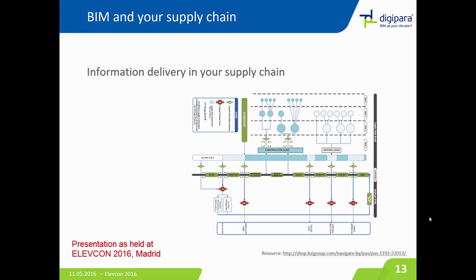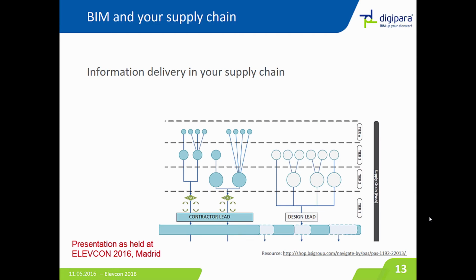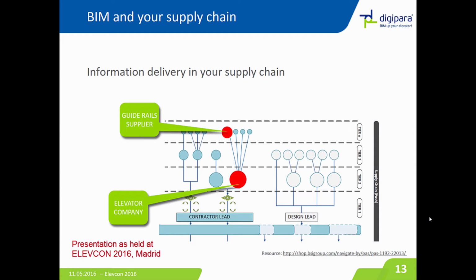So what about your supply chain? You as an elevator company, this is some graphics about supply chain and processes within BIM inside the PAS. But I don't want to explain at this point in detail what it all means, but I want to illustrate a little bit more what it means to you. So let's say you are an elevator company and you will deliver to your contractor, but also your guide rail supplier and your door supplier might be a part of this BIM chain, and you need to tell, let's say, your door supplier which type of information he needs to deliver to you to deliver proper BIM information to your contractor.